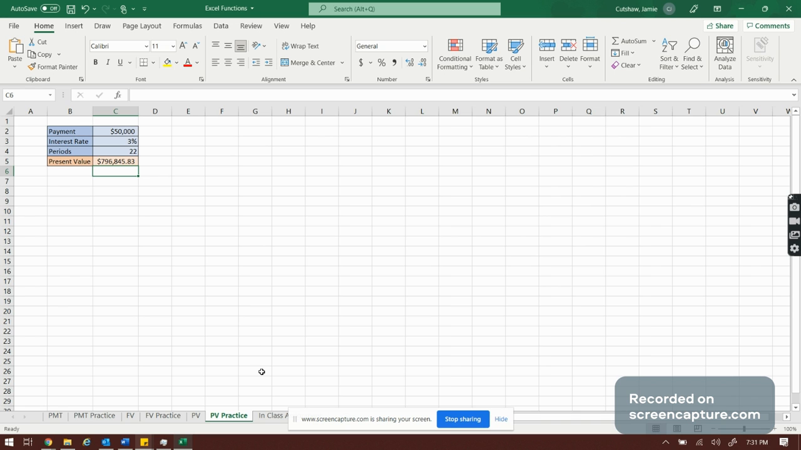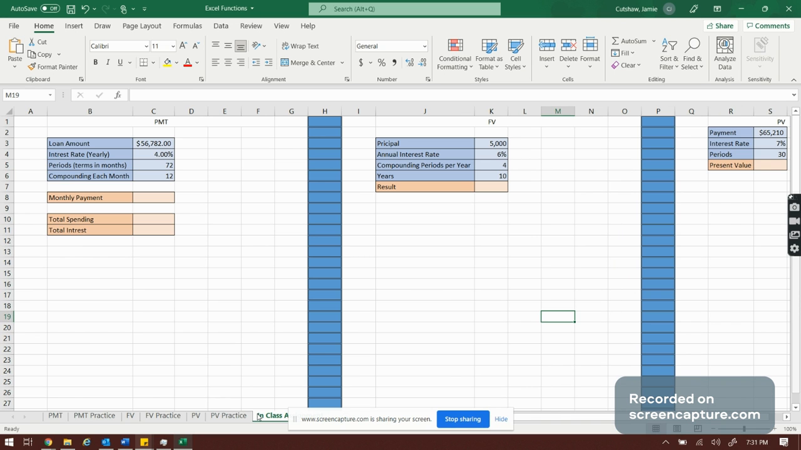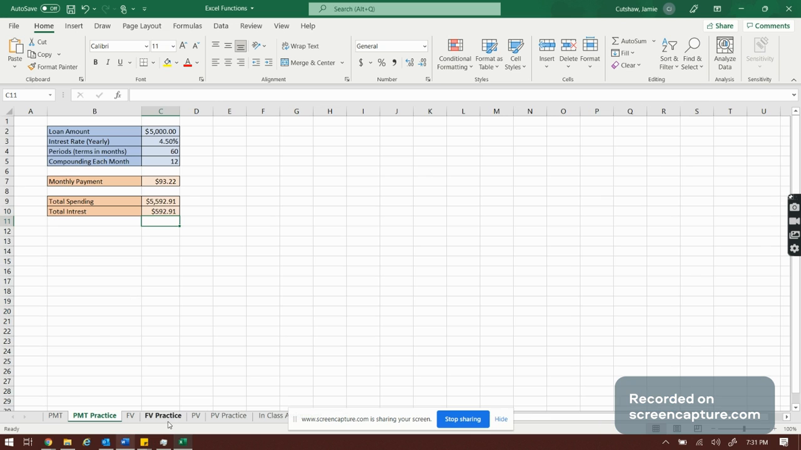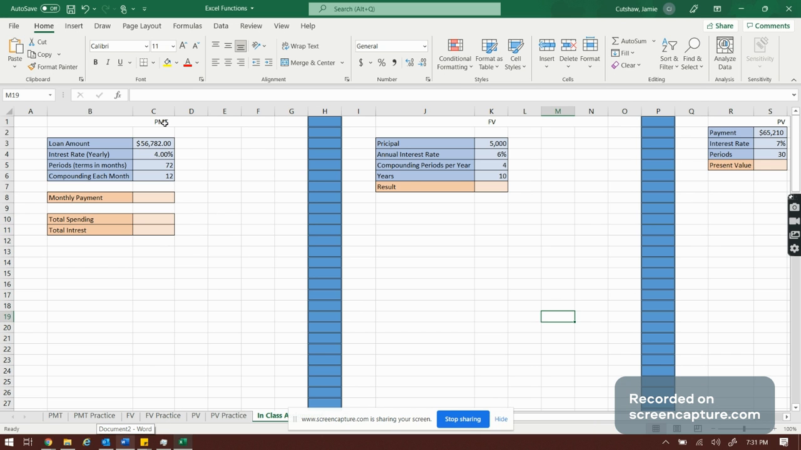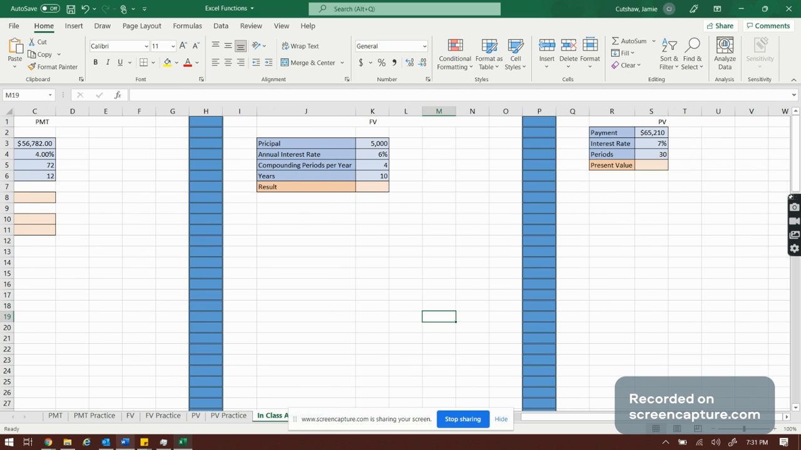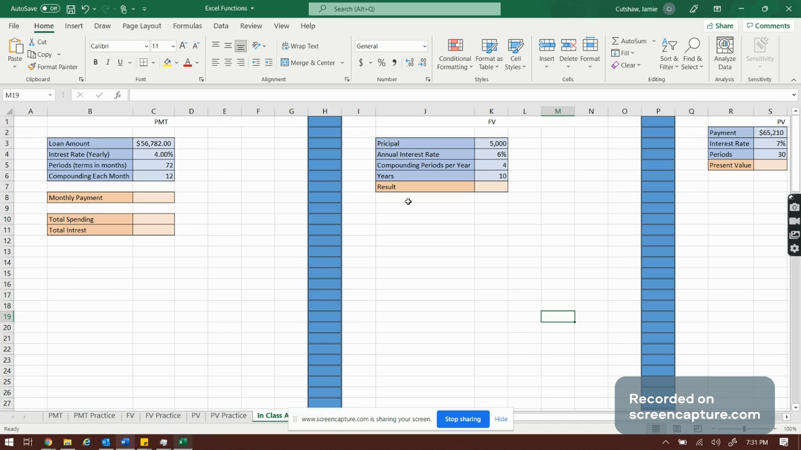Now that we have all that down, we're going to move over here to our in-class assignment. For this, all you need to do is pretty much what we did before in our practices. So you're going to need to solve here for PMT, here for FV, and then lastly over here for PV. Once you have all this down, make sure to save the document down to your computer and submit it into the Dropbox.